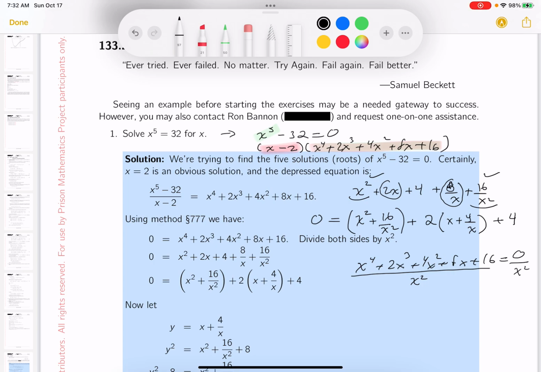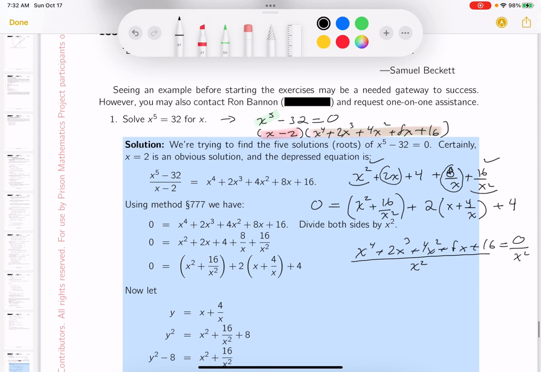And I'm wondering, make a substitution here. Let's see if that happens. I'll get my little eraser out. It's just me explaining why I did all that business here. So I make a substitution now. So the substitution I'm going to make is, let u equal x plus 4 over x.